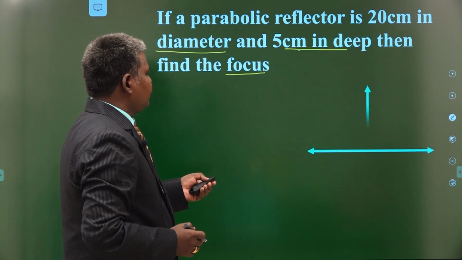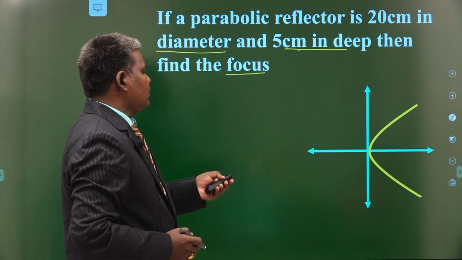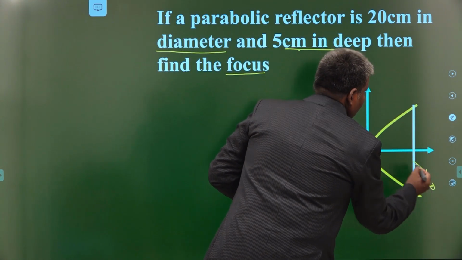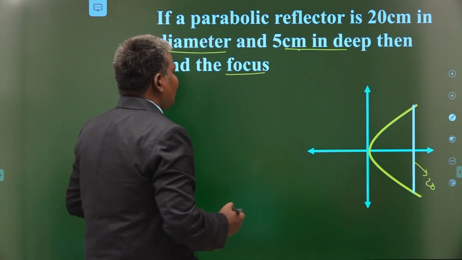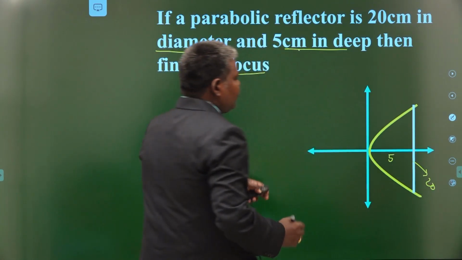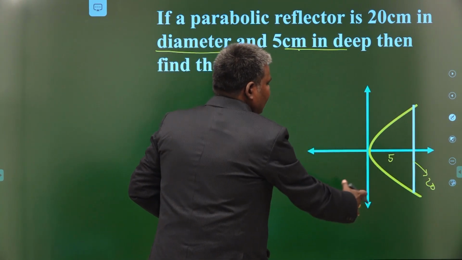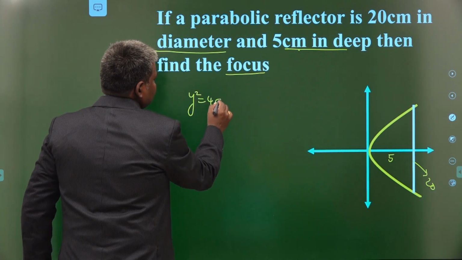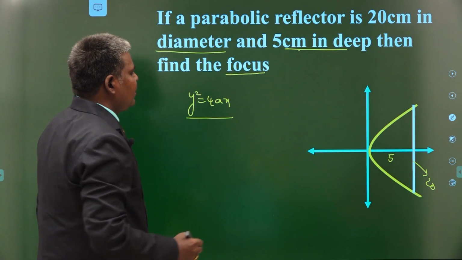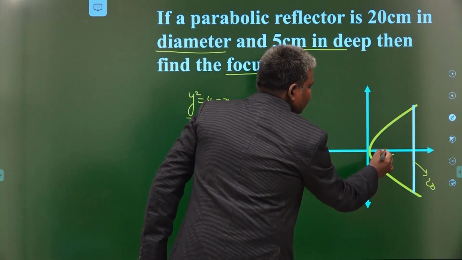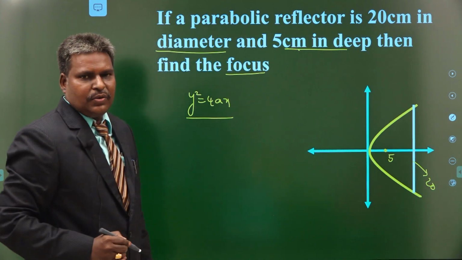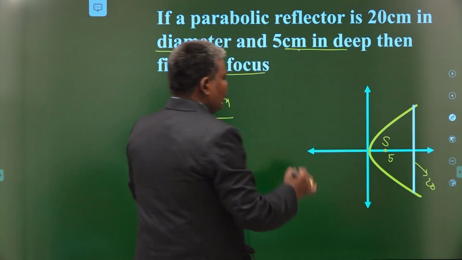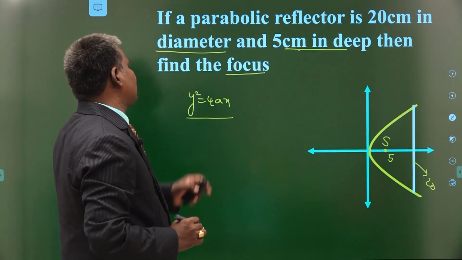Let us see this figure. This is the parabola. This is the diameter. What is its distance from here to here? They are given 20 centimeters. And its depth is what? 5 centimeters. If you choose this as x-axis and this as y-axis, what is the form here? y square is equal to 4ax. Now we have to find out the focus of the parabola. We have to find out the coordinates of this point, that is the focus. Focus means what here? Fixed point. We are finding the coordinates of the focus for this problem.